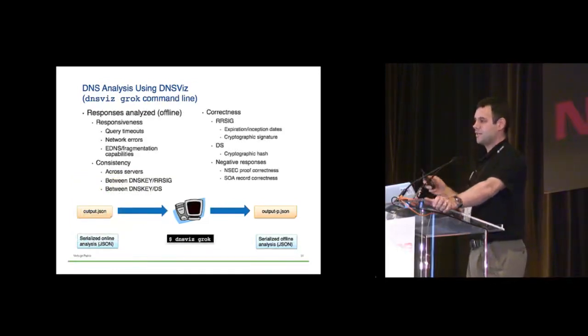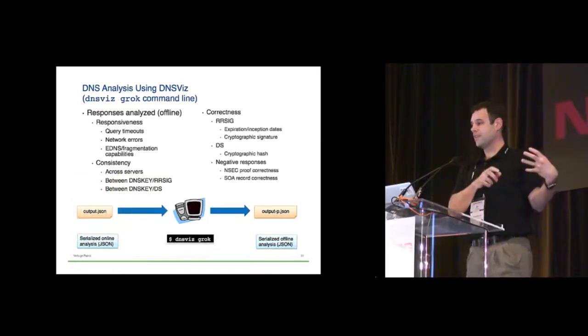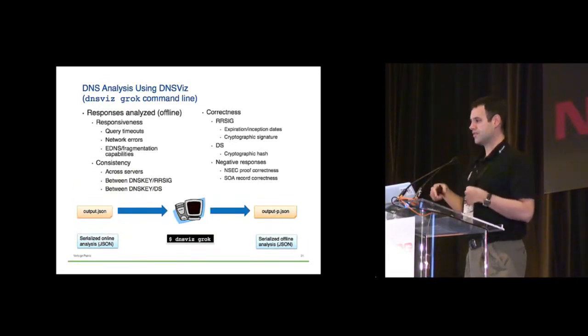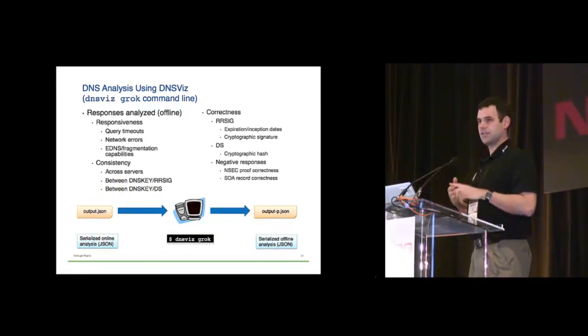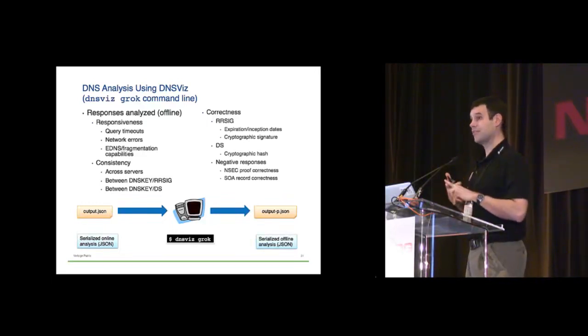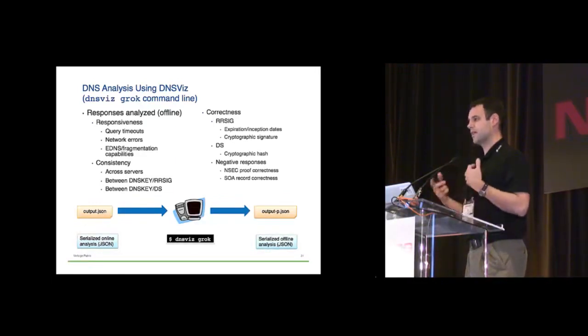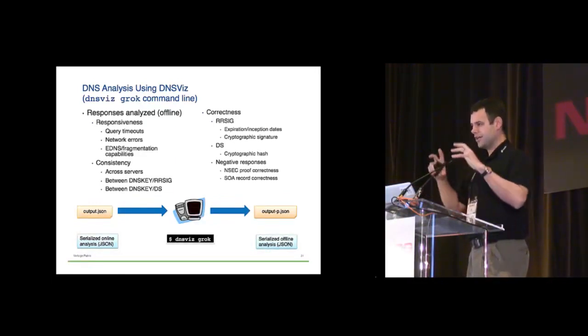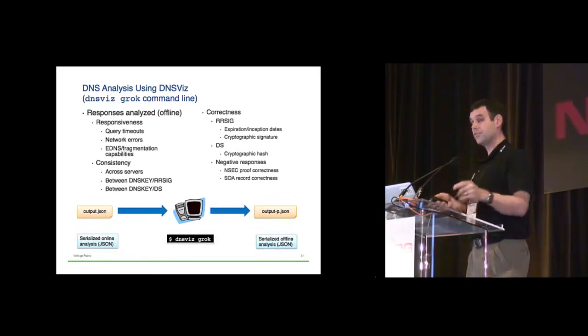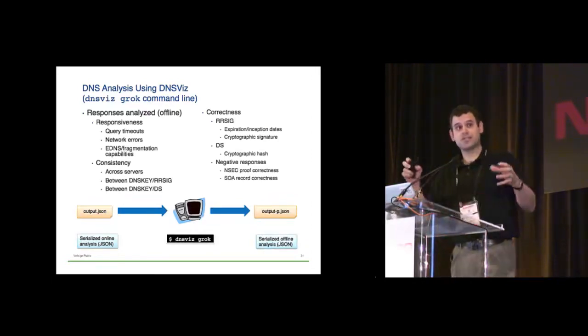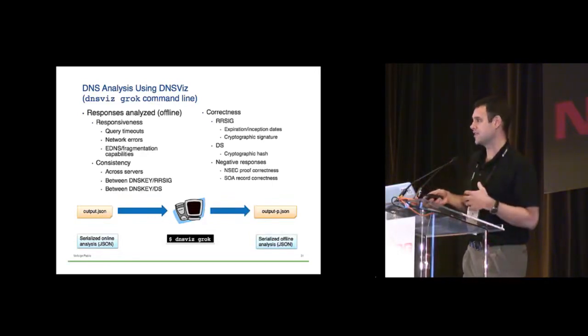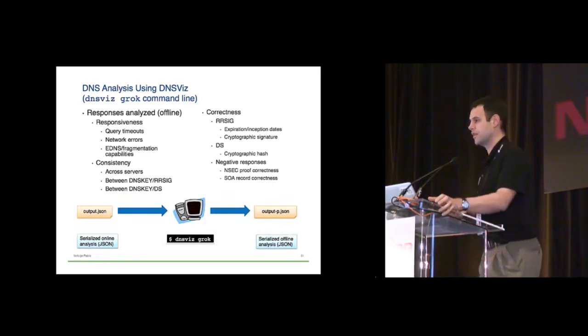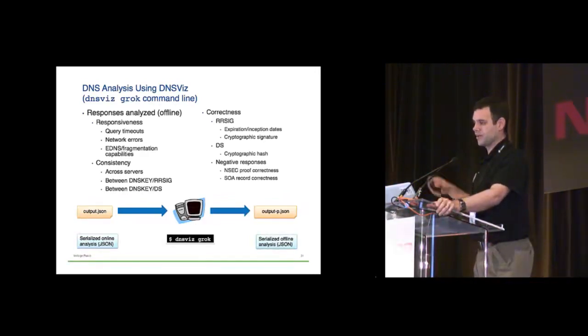DNSViz grok takes the probe analysis that you got, the output.json in this example, and starts looking at things like whether there were timeouts accessing a server, no response back, network errors. It'll look for fragmentation problems, a number of different diagnostics. It'll also do this matching between signatures and keys and DS records and keys, things that were difficult to do without that. It'll certainly look for expiration problems with your signatures, and problems with your hashes, and so forth.